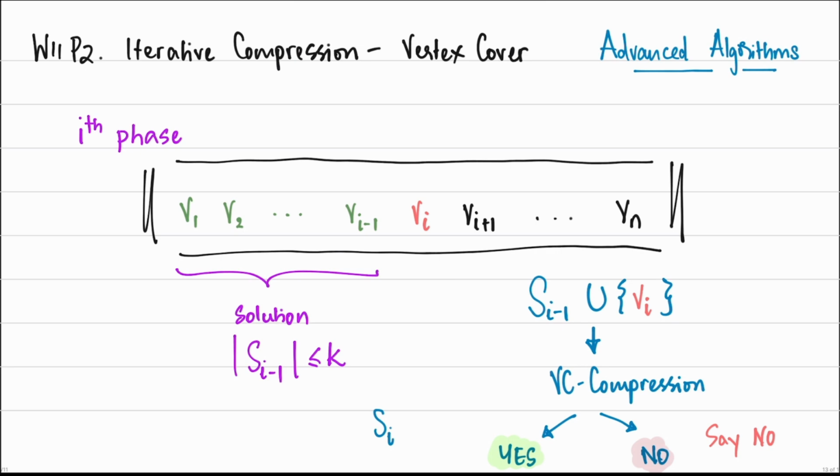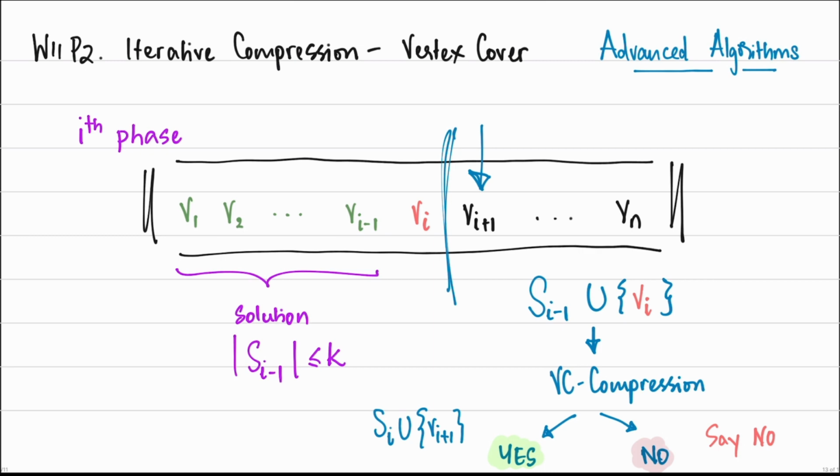And now we have basically processed these i vertices, and it's time to bring the (i plus 1)th vertex into the fold. So now we use S_i union v_{i+1} as the next thing that gets fed into the compression routine, and you go on and on. If you reach the very end successfully, that means that you have found a vertex cover of size at most k. If you stop at some intermediate stage because the compression algorithm reported a negative answer, that means that your graph does not have a vertex cover of size at most k to begin with. Okay, so that's how iteration works in iterative compression.